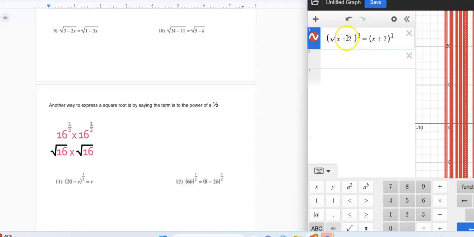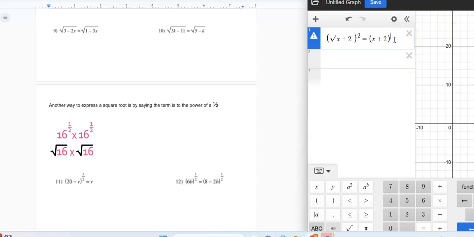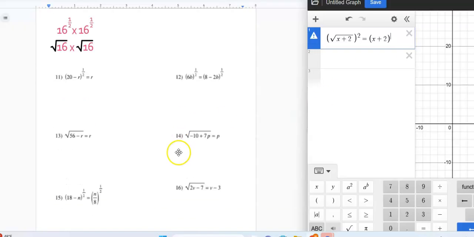That's what this is. And then times 2, the half times 2 becomes 1. And that's why the square root symbol disappears when you square it. Okay, so go into doing some questions like this one. I'm doing 11 because 11 actually involves some stuff that's interesting to me. Okay, so 20 minus r to the power of a half equals r. So what you do is you would square both sides.